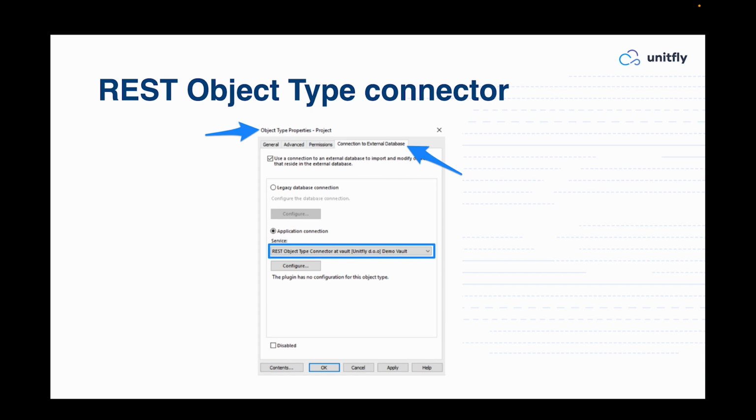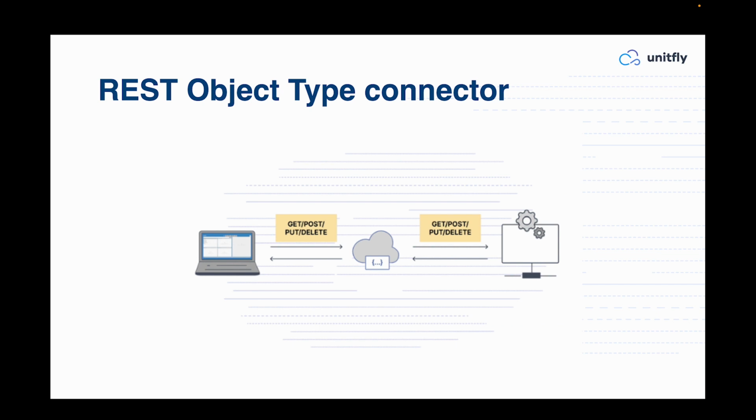The REST Object Type Connector is the type of Vault application that will enable you to connect to a web service, and that web service needs to be a REST web service, and you can have get, post, and delete operations there that will enable you to have CRUD operations in M-Files, for example, so create, update, read, or delete. I will cover all these basics also in one of the next slides.